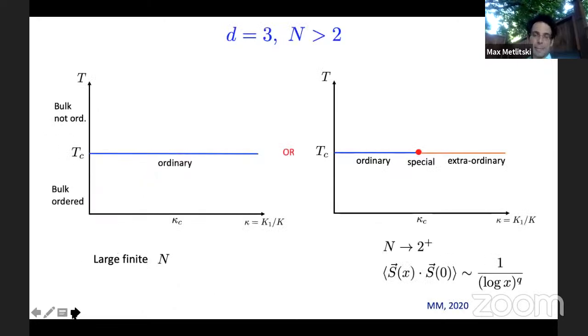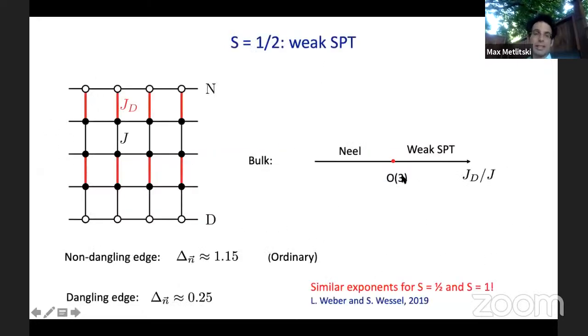The real surprise came when people repeated the same study, but for s equal 1, for spin 1. And they saw, again, very similar physics on the dangling edge, with a boundary exponent of the Néel order parameter essentially the same as for s equal 1/2. And this was really surprising, because for s equal 1, we know that the Haldane chain is gapped, so this phase here is not an SPT, it is a kind of trivial paramagnet. So what's going on?